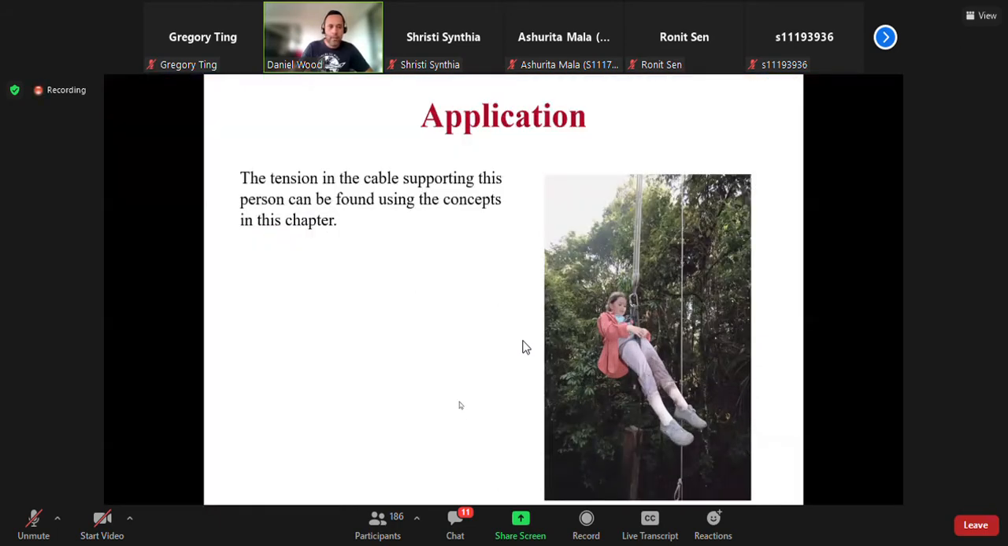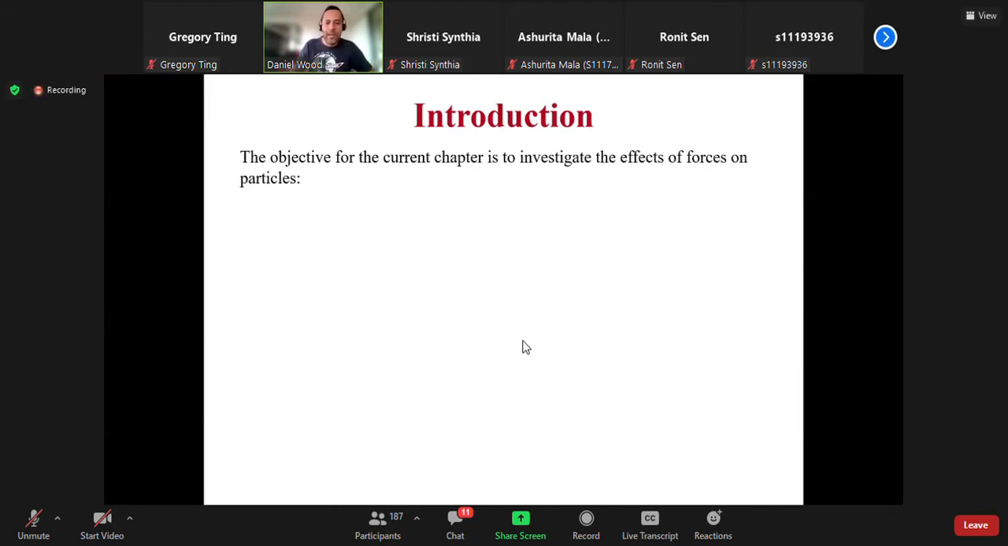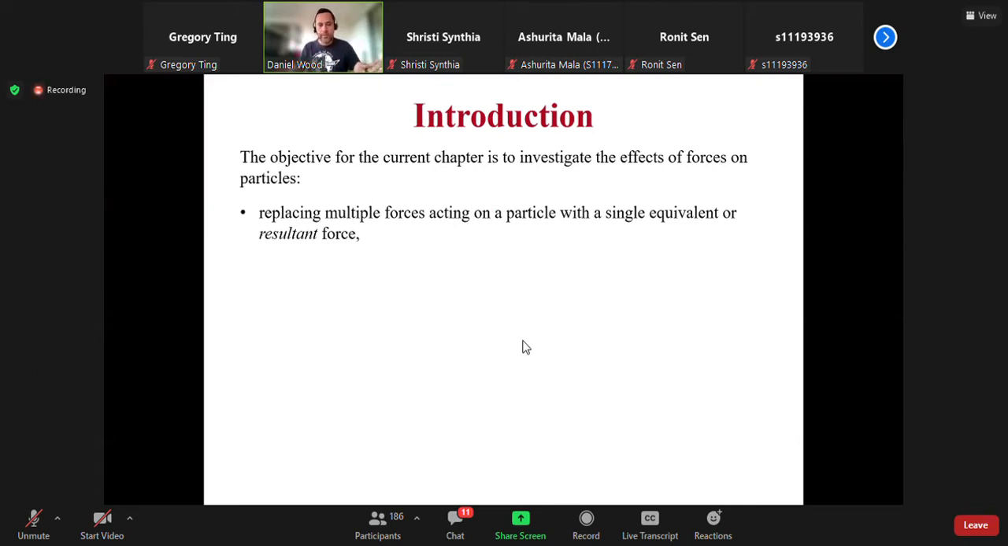Okay. So the objective for this chapter is to investigate the forces on particles. So replacing multiple forces acting on a particle with a single equivalent or resultant force. Okay, so we can have multiple forces acting on a particle, and that's good for seeing how load gets transferred through a single point. At the end of the day, when we want to analyze that single point, we can resolve it into a single resultant force. Then, relations between forces acting on a particle that is in a state of equilibrium.